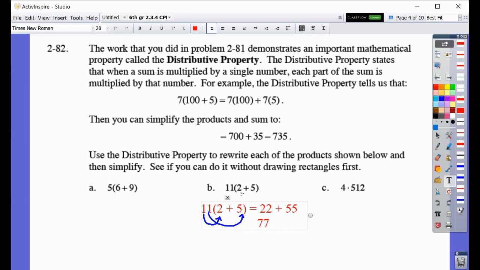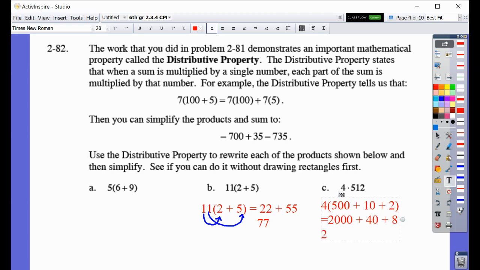Again, you might say to yourself, well, it's easier to get the 77 by taking 2 plus 5, which is 7, times 11 is 77. But again, the idea here is that we're looking for understanding the process because of the mathematics that's coming down the road. For C, you'd break that into 4 times 500 plus 10 plus 2, which would give you 4 times 500. Well, 4 times 5 is 20, adding the 2 zeros, 2,000. 4 times 10 is 40. 4 times 2 is 8.